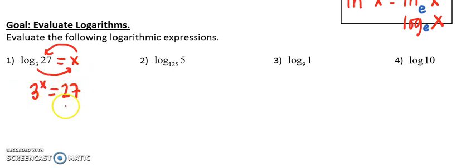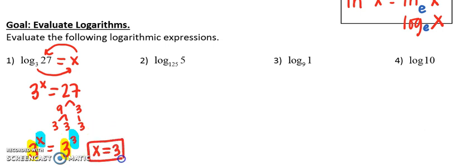Well, let's break up 27 for a moment. 27 is 9 times 3, which is 3 times 3. Okay, so this is 3 to the third. I'm going to bring this down here. So if 3 to the x equals 3 to the third, notice that these match, so therefore these must match. So therefore x must equal 3. Okay, so this is all about matching. All about matching. So let's look at this next one.